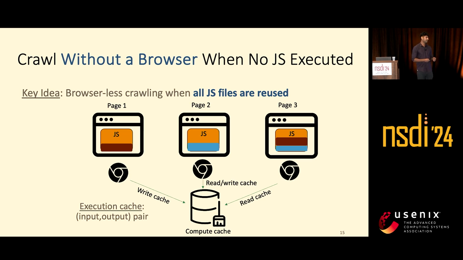To see how that works, let's now add a new page, page 3. If you notice, the JS on this page is already executed as a part of the previous two pages that were crawled. So you're not getting a whole lot of benefit by crawling this page using a browser. Instead, all we need is a lightweight crawler that is capable of reading that cache and accurately predicting the outcomes of the JS execution on that page.